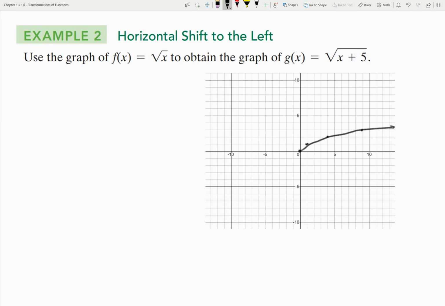Okay. So now, to graph the square root of x plus 5, I know that this plus 5 shifts this graph to the left.